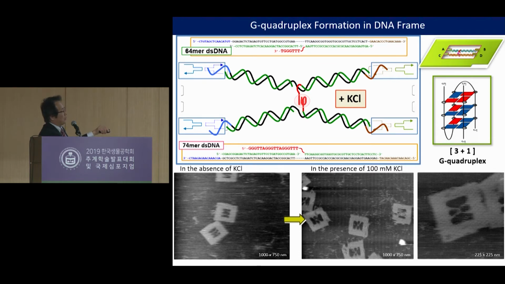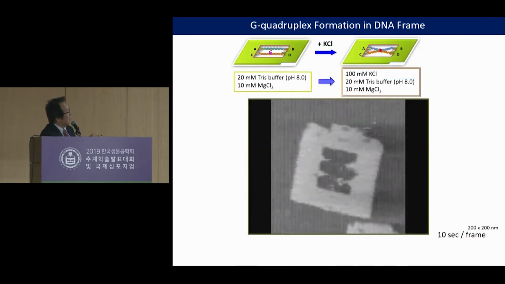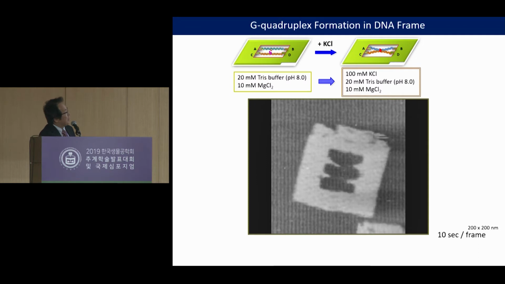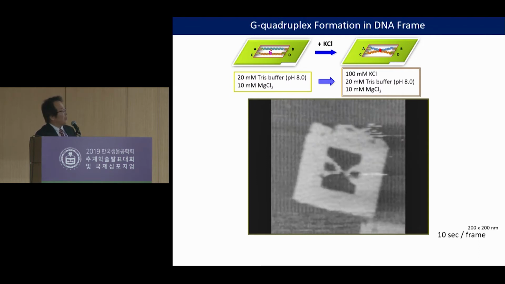So this is a close-up view of one of the DNA frames. And during the measurement, we introduced the potassium ion. You can see the parallel DNA bridge suddenly forms the X-shaped structure, which clearly indicates the formation of G quadruplex at single molecular level.